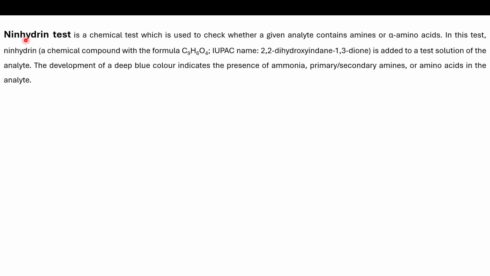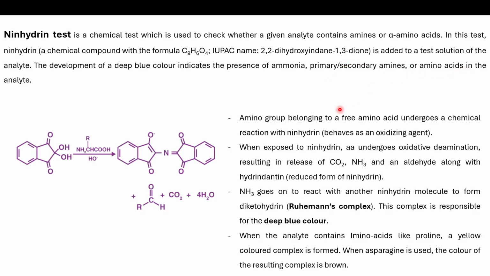So then comes the ninhydrin test, which is a chemical test to check whether a given analyte contains amines or alpha amino acids. Ninhydrin is added to a test solution of the analyte, and deep blue or purple color indicates the presence of ammonia or primary or secondary amines or amino acids in the analyte. Okay. So this is how the reaction takes place.